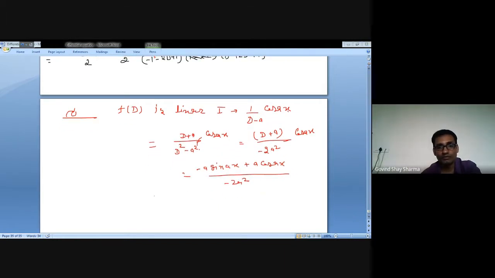And when d plus a, cos ax, this is the second case, we multiply with d minus a upon d square minus a square. We get the same again. Here the sign will be changed with minus. So definitely you understand.